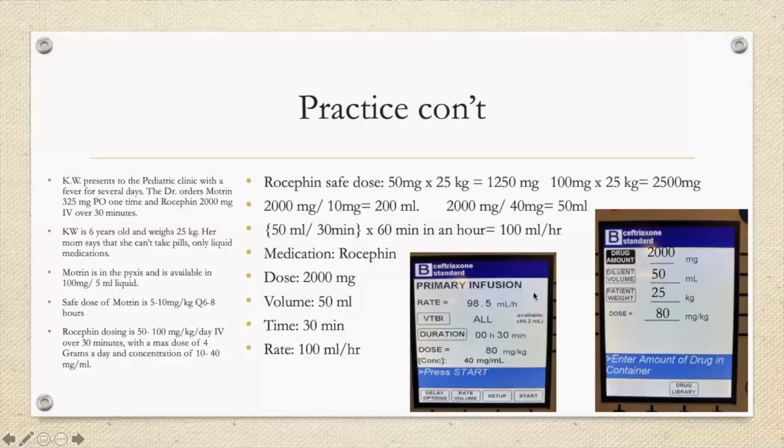And so the next screen is going to say volume to be infused, all, and it's going to go over 30 minutes. So it's going to run, and this syringe maybe was just a little underfilled. So it's going to run at that rate of 98.5, but it's all going to be in there. We're still at the dose of 80 milligrams per kilogram with a max concentration of 40 milligrams per mil. And then we're going to hit start, and we're going to run our hands down the line and make sure that nothing is clamped.